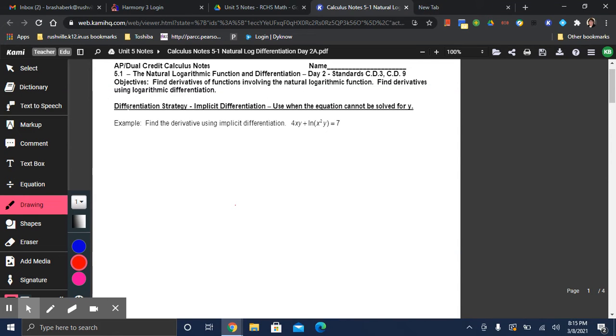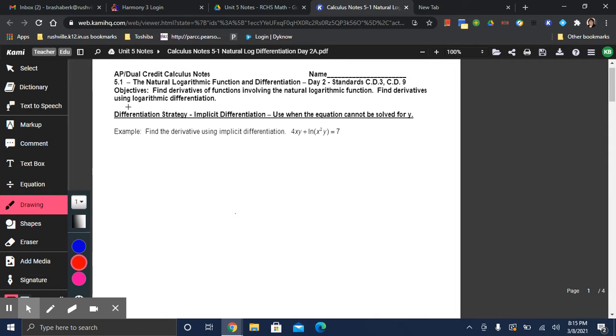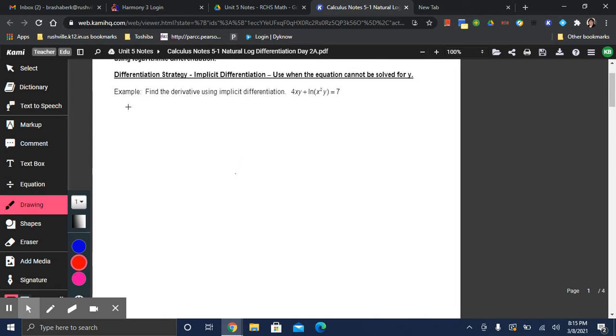Hello, students. We're going to be working on our second day of notes with logarithmic functions and differentiation. We'll be looking at some different differentiation strategies and using those with logarithms. So the first one is implicit differentiation. And remember that this is useful when you have an x and a y in an equation and it's not easily solved for the y.